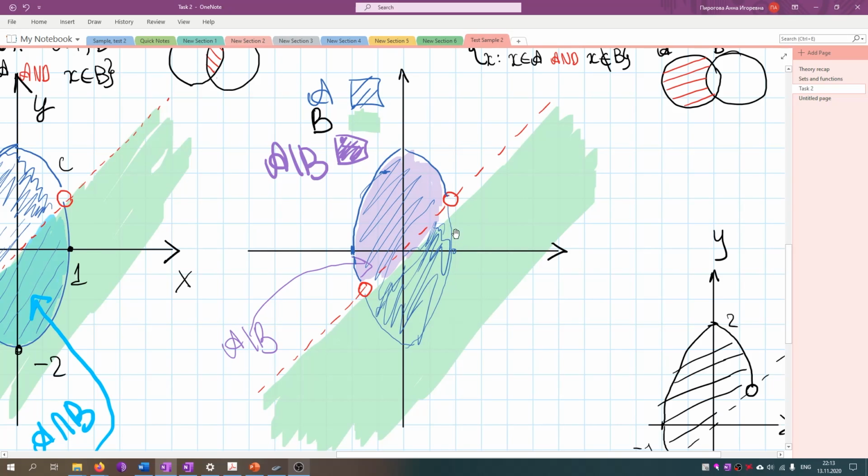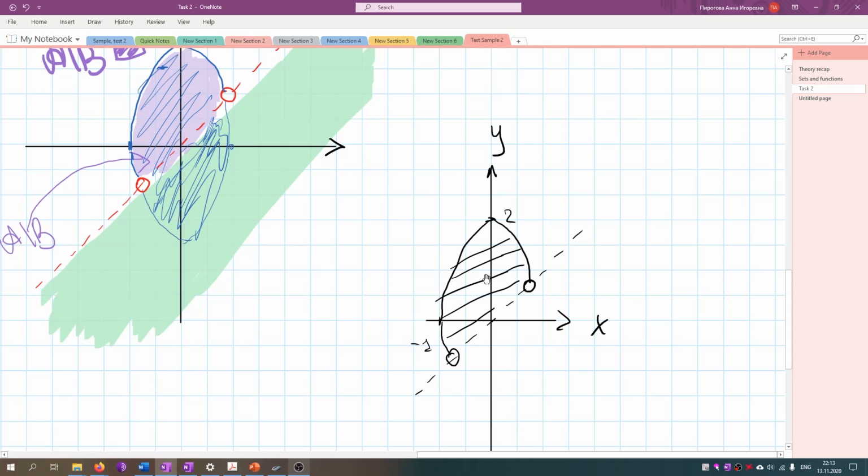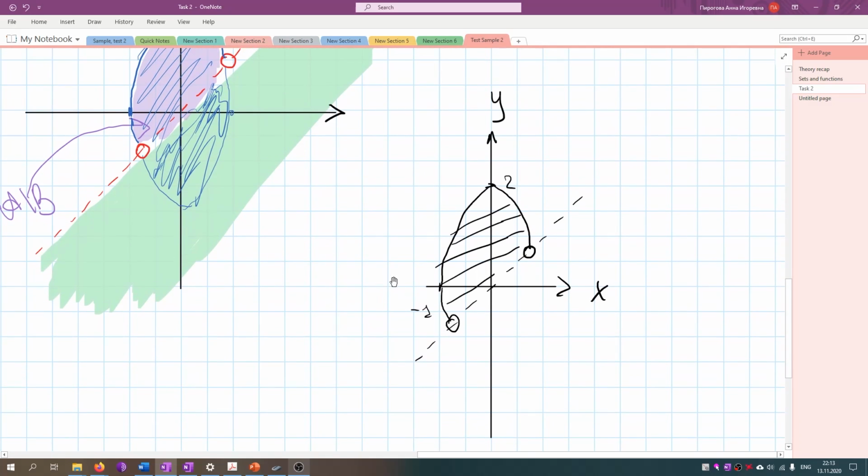So from the whole ellipse we will take only this upper half of the ellipse, because in this part we have the B set and we don't need to have it. So our purple area will be A excluding B. And here is how the final answer will look like if you solve it in the test.